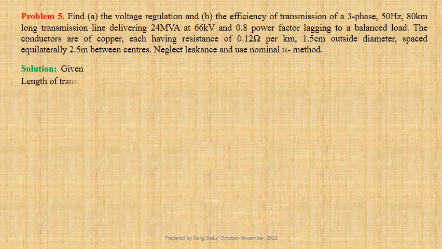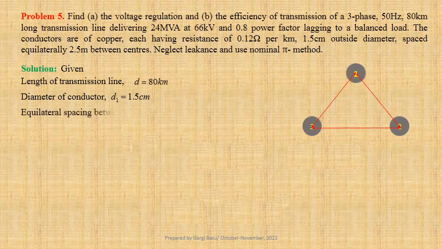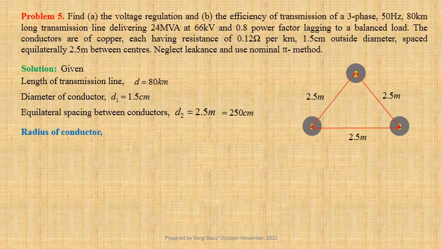Given length of the transmission line D equals 80 kilometers. Diameter of the conductor D1 equals 1.5 centimeter. Equilateral spacing between conductors D2 equals 2.5 meter, that is equal to 250 centimeters. Let us now calculate radius of the conductor. R equals D1 by 2, that is equal to 1.5 divided by 2, that gives us 0.75 centimeter.